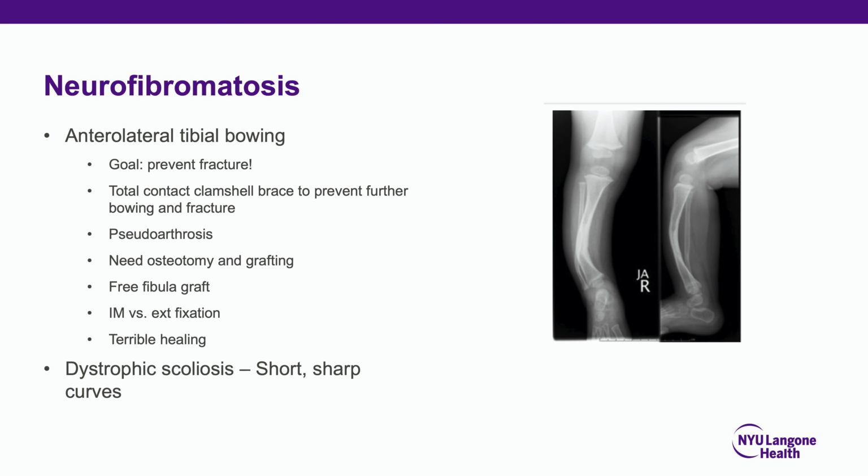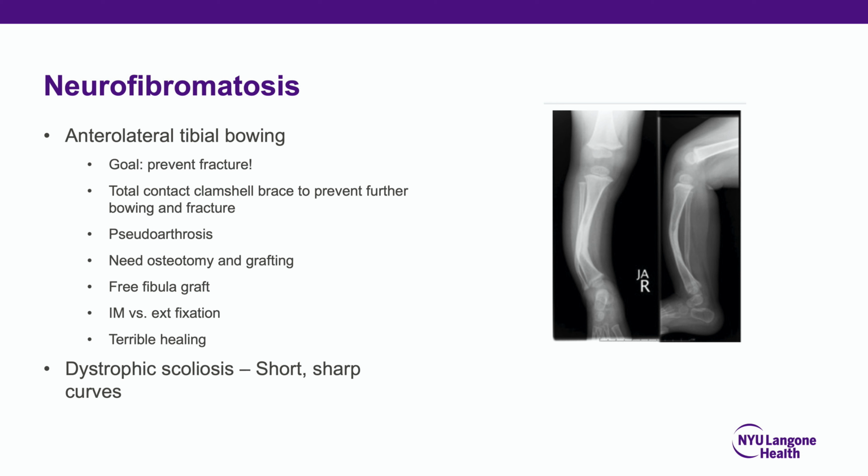Neurofibromatosis, while this has various orthopedic manifestations, I will focus just on the bowing in this lecture. Your goal is really to prevent fracture. The deformity does get worse with age, as does the risk of having a fracture. You want to put the child in a total contact clamshell brace essentially forever, from the time they start walking, to prevent further bowing and fracture, and there's very good evidence that bracing does lower the fracture risk.